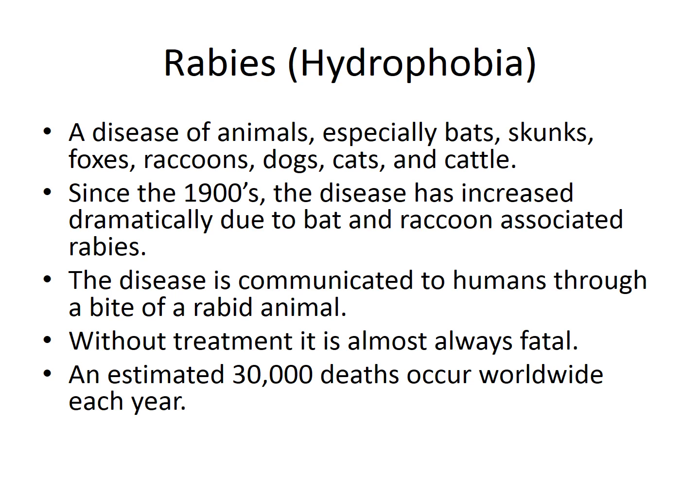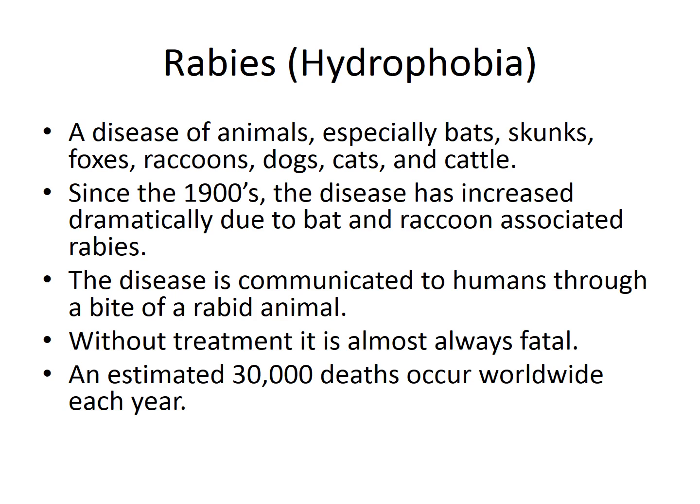Okay, so the next virus we're going to talk about is rabies, also known as hydrophobia. It's a disease of animals, but a human can contract it from an animal. The disease affects usually bats, skunks, foxes, raccoons, dogs, cats, and cattle, which I did not realize that cattle was involved in rabies until I was reading up and preparing these PowerPoints. But yes, cattle can be involved in it as well.